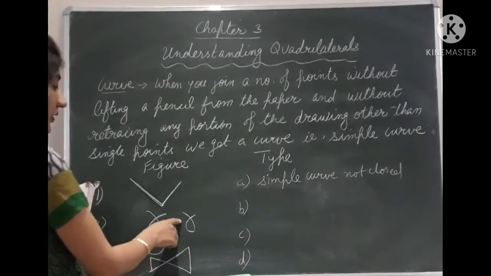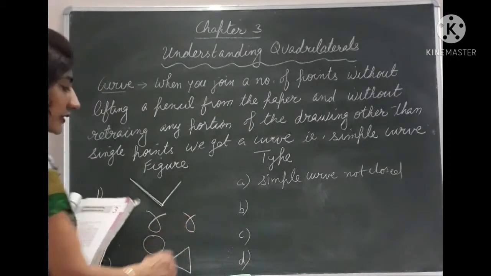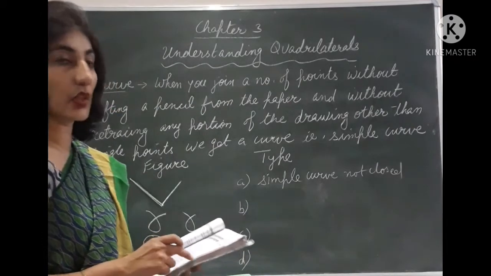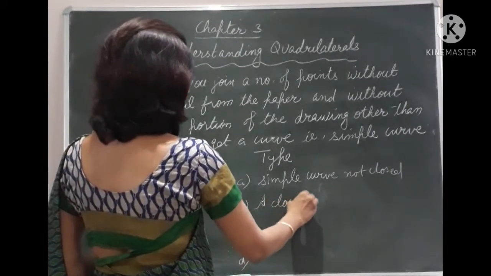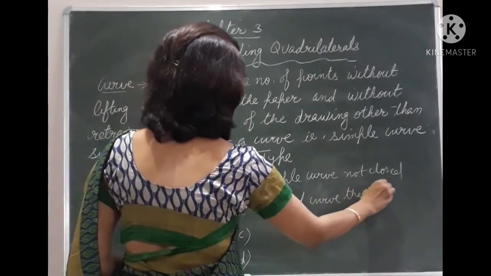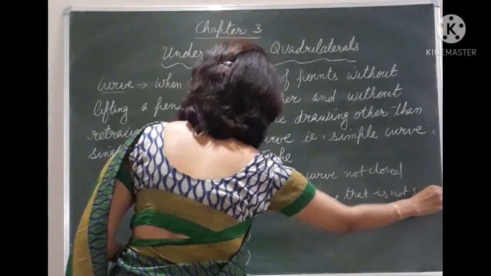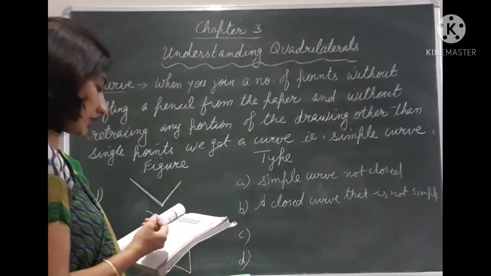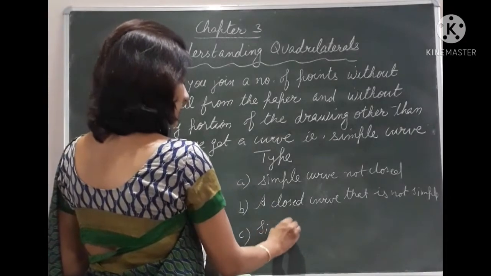Now this curve, if you see, from here you started and you went here. So it is closed or not. Which option will come here? A closed curve, that is not simple. So it will be a closed curve that is not simple. Next is this, a circle. So it is a simple closed curve. So you will write it as a simple closed curve.